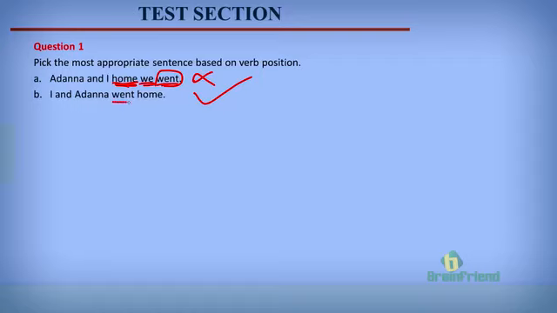I and Adana went home. I and Adana are the subject, went is the verb, and home is the object. So if you picked B, you are correct.